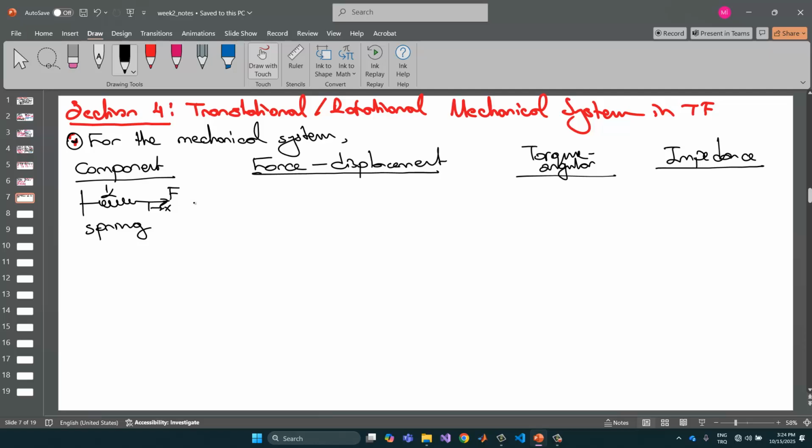What's the relation between this component? What's the equation? F(t) equals K times X(t), okay? And in the torque case, K times theta(t), right? And what is the impedance here? It resists movement, right? Just K, because it's not time dependent, right?